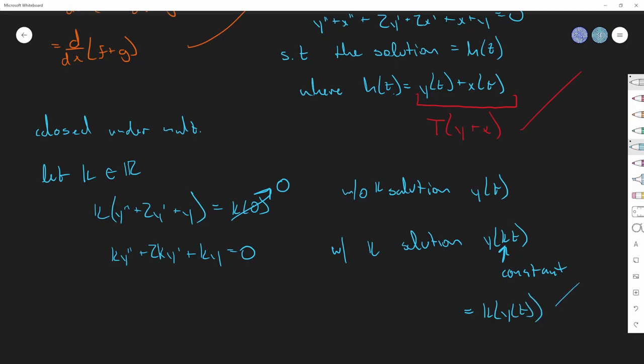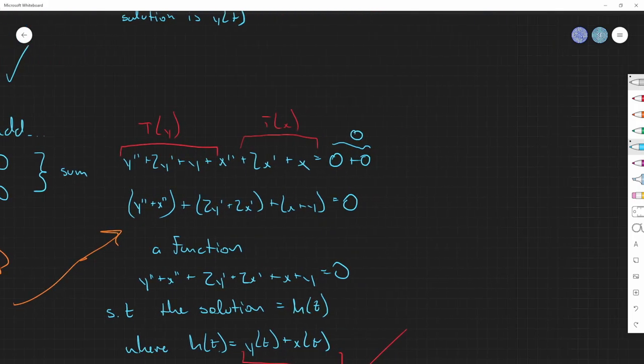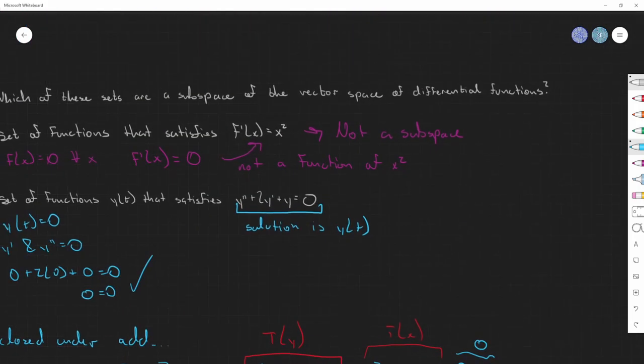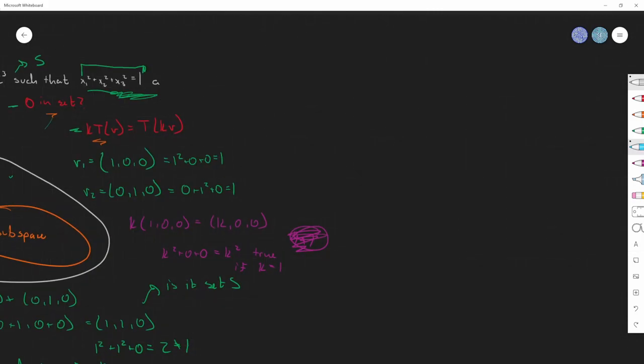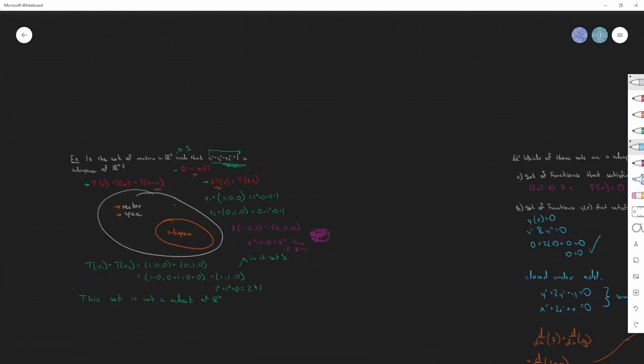So this is closed under scalar multiplication, so that means this is a subspace. And that is pretty much it for this video. I did run over time, but after this we're going to be going over linear combinations and spans, and I'll be seeing you guys in the next lecture.